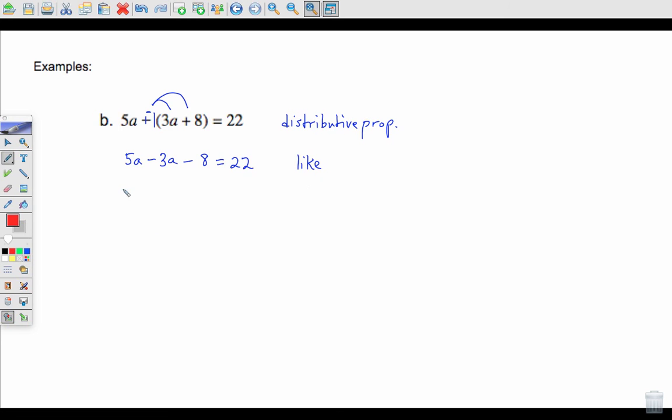Okay, now I'm going to look for like terms. When you're looking for like terms, remember, you're looking for like terms on the left side or the right side. We're not moving things across the equal sign at this point. So on the left side, I have two terms that have an a, and then there's nothing to combine with this 8. And on the right, we just have one term. So I'm going to do 5a minus 3a, which is 2a.